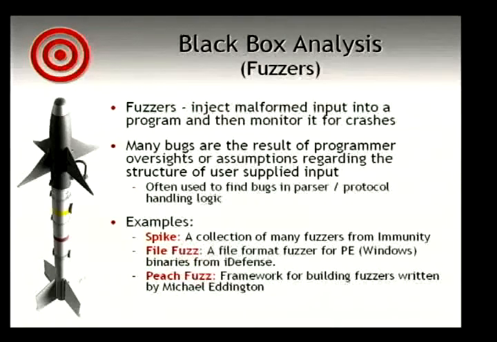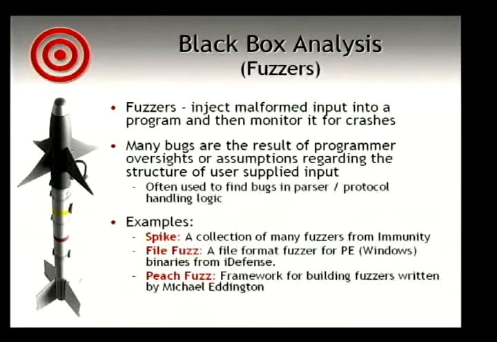So one common black box tool is the fuzzer. Fuzzers have been used to find a whole lot of vulnerabilities recently, especially in parser or protocol handling logic. Fuzzers are kind of the definition of black box in the sense that they inject malformed input into a program and then monitor it for crashes.